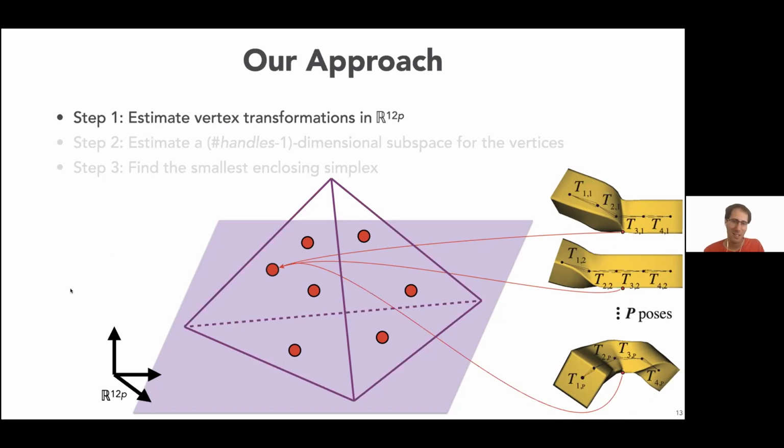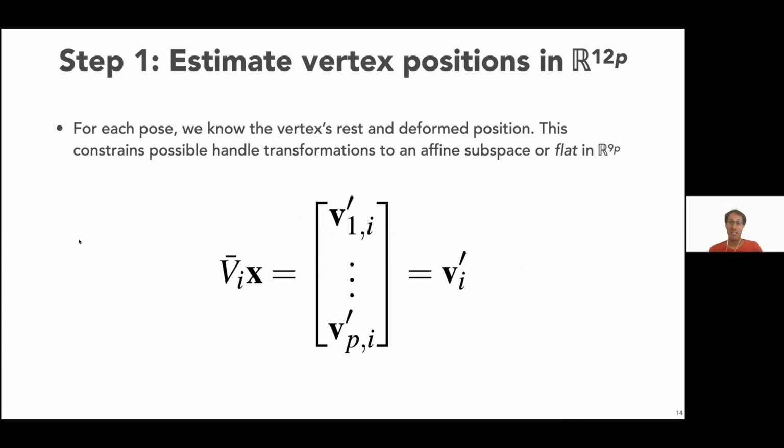Okay, so let's start with the first 2 steps, which we kind of handle together. All right, so estimating vertex positions in R^12p. For each pose, we know the vertex's rest and deformed position, and so we can write this in matrix form, and that's what we're seeing here. All of the vertex positions that we observe end up inside of this big V matrix, and then X is the transformations that are applied to it. X is the point in 12p dimensions.